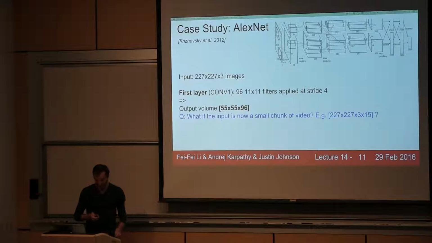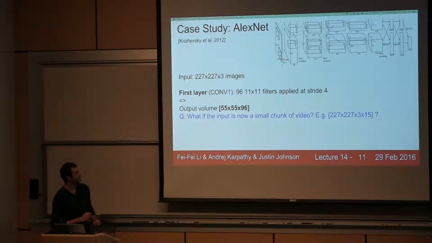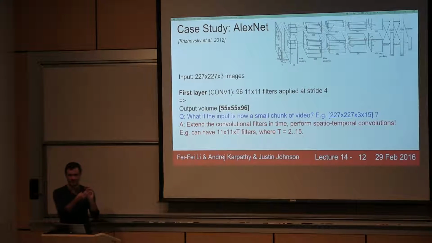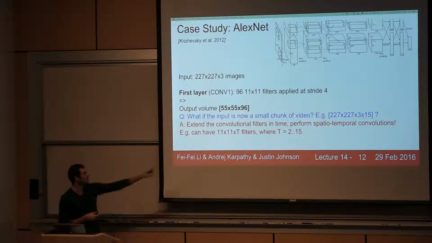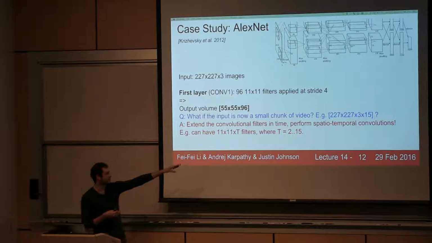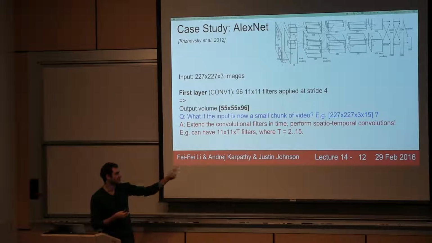Okay, so building on top of that idea, the basic thing that people usually do when they want to apply convolutional networks on videos is they extend these filters, so you don't only have filters in space, but you also extend them small amounts in time. So before we had 11 by 11 filters, now we're just going to have 11 by 11 by T filters, where T is some small temporal extent. Say, for example, we can use 2 up to 15 in this particular case.